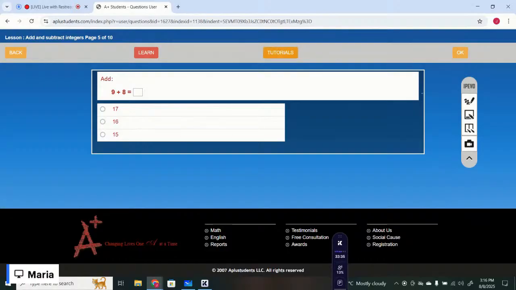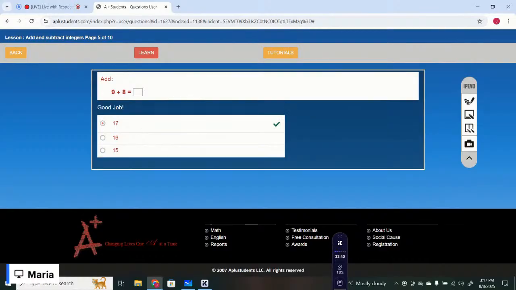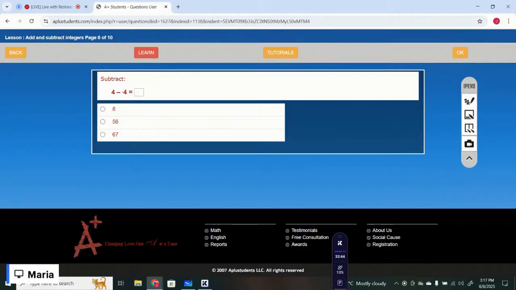9 plus 8 makes 17. Option number 1 is the correct option. You need to add, that makes 17. 4 minus negative 4.